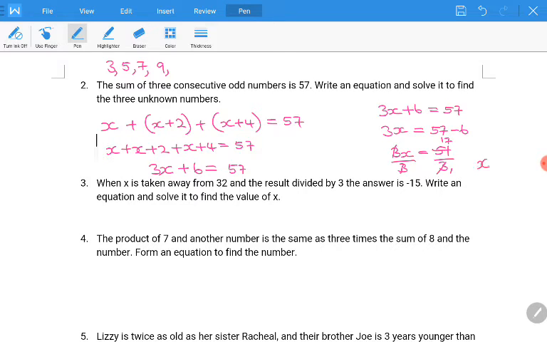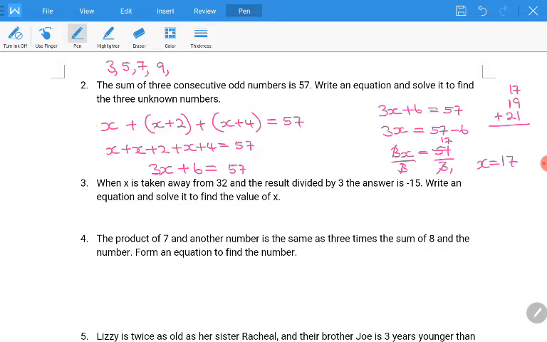So x is equal to 17. Now we want to check if our answer is correct. It means the first value is 17, the second one is 19, the third one is 21. So let's add these numbers and see if we can get 57.